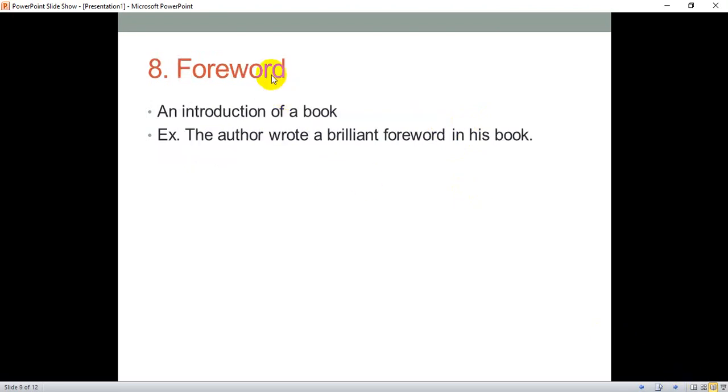Number 8, foreword. A foreword is an introduction of a book. The author wrote a brilliant foreword in his book. Okay, it's the introduction of a book, not the introduction of the story itself, but it's a page that talks maybe about the author, why he wrote this story, if he wrote it to a certain person, and so on.